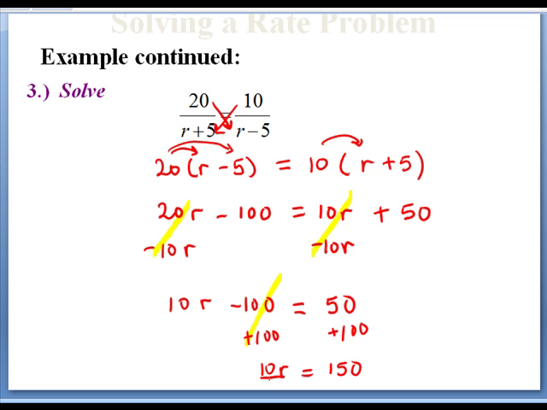To solve for r, I divide by 10 on both sides. This 10 over 10 cancels out. So I have r equal to 150 over 10, which is equal to 15. This means the rate of the boat is 15 miles per hour. So this is our answer.